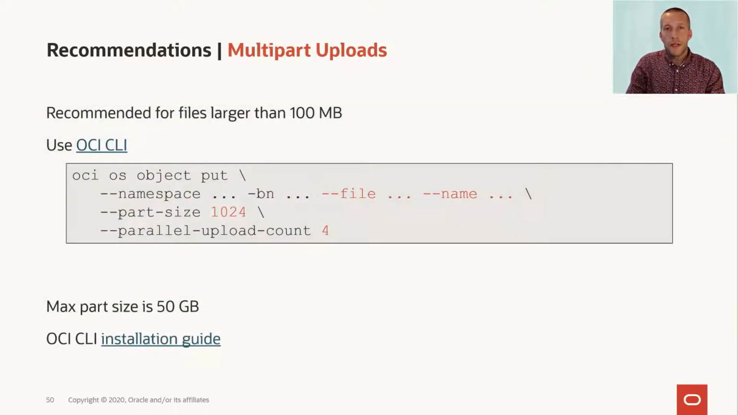When you need to transfer data into the cloud, you should really use multi-part uploads, and you should at least do it for files that are larger than 100 megabytes. You can use the OCI CLI tool to transfer the files. You specify the chunk size. In my example, I've decided to split the file into chunks of 1024 megabytes, and I'll do 4 concurrent uploads at the same time.